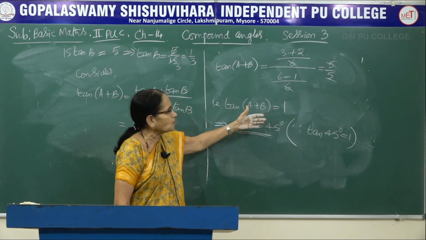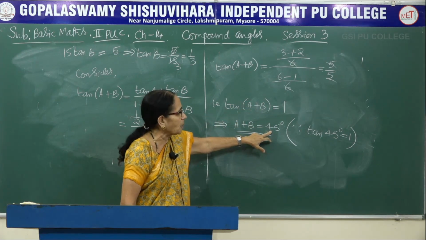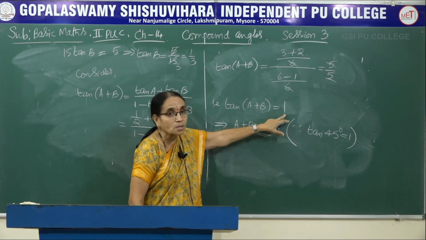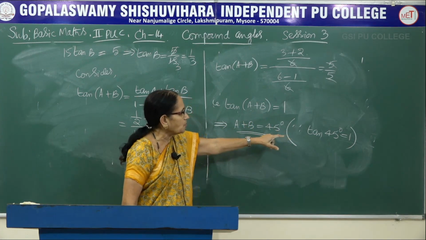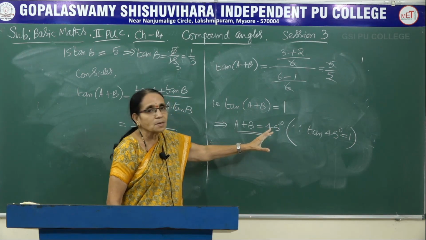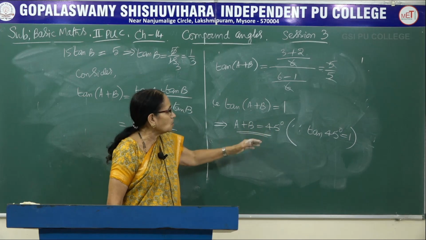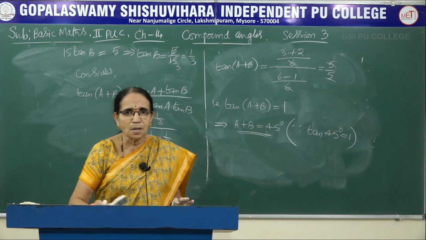A plus B, it may be theta or whatever it is. So, sum of the two angles has to be equal to 45 because we know the right hand side we have got the value 1 here. Therefore, this angle should be equal to tan 45. What's the reason for that one? Because we know that tan of 45, which is a standard value, is equal to 1. Hence, we have shown that the angle A plus B equal to 45 degrees.